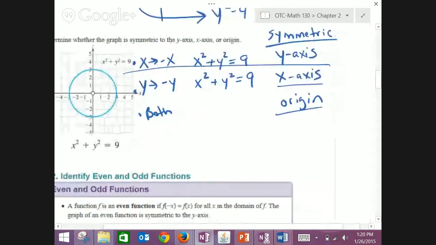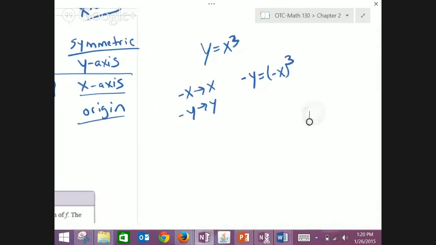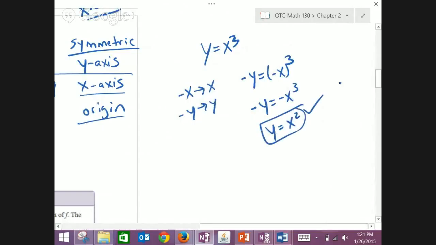So let's just real quick look at y equals x cubed, right? If I plug in minus x everywhere there's an x and minus y everywhere there's a y, I have minus y equals minus x cubed. So that gives me minus y equals minus x cubed, which gives me y equals x cubed. So that's the original function. Oh my goodness, what is wrong with me today? Cubed.